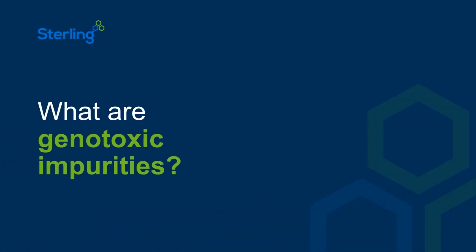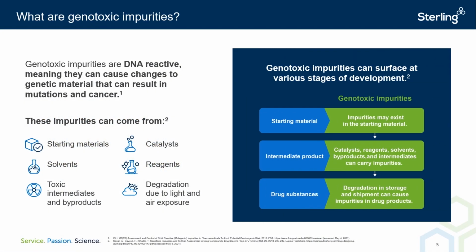Thank you. Let's start by discussing how genotoxic impurities form and why they have become such a major focus for pharmaceutical organizations and regulatory agencies alike in recent years. Genotoxic impurities are important to combat because, by definition, they react with genetic material. As a result, they cause mutations and can be carcinogenic, making their removal from drug products critical.